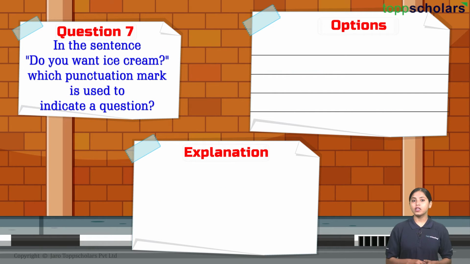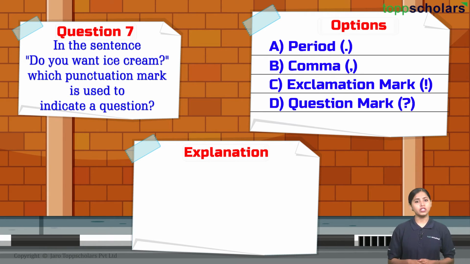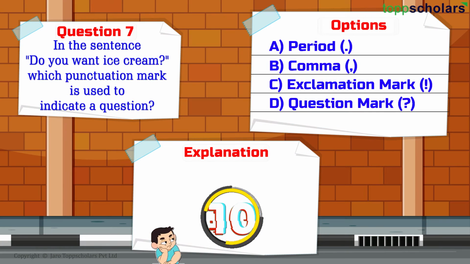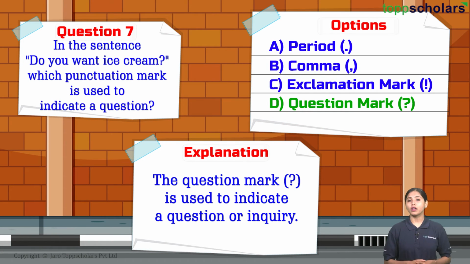In the sentence, "Do you want ice cream?" which punctuation mark is used to indicate a question? Option A, period. Option B, comma. Option C, exclamation. Option D, question mark. Answer: question mark. The question mark is used to indicate a question or enquiry.